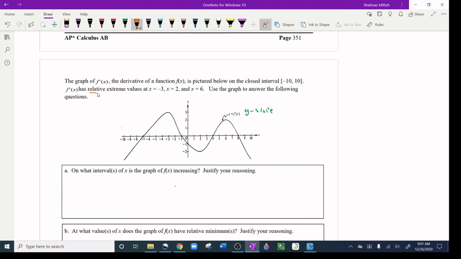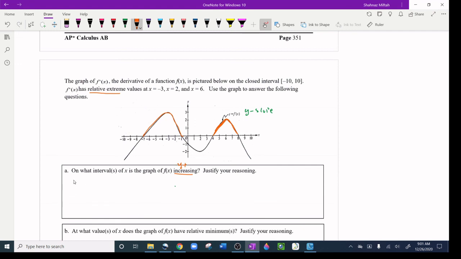They said relative extrema, it means it could be a relative maximum or minimum. When we say f prime graph, then it means every y value is a slope. So what interval is the graph of f of x increasing? F of x is increasing where every y value is a slope, technically, so I'm looking for positive y values. So from negative 7 to negative 1 and 4 to 8, these are all my positive y values.